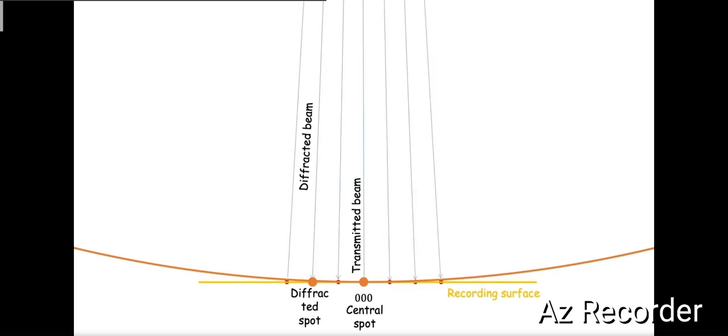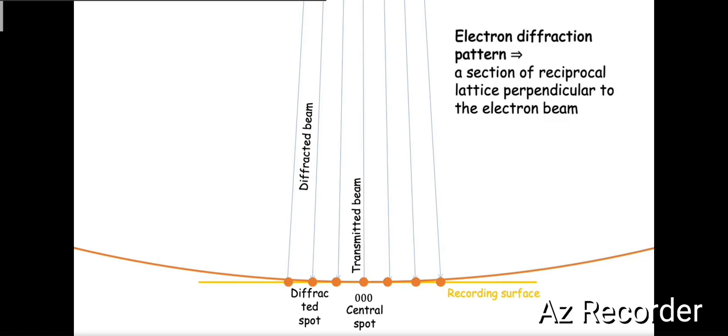Similarly, all these reciprocal lattice points lying on the Ewald sphere will give their corresponding diffracted beams and hence corresponding diffracted spots on the recording surface. This is what will constitute the electron diffraction pattern. Thus, the electron diffraction pattern is nothing but a section of the reciprocal lattice perpendicular to the electron beam. This is a very simple interpretation.